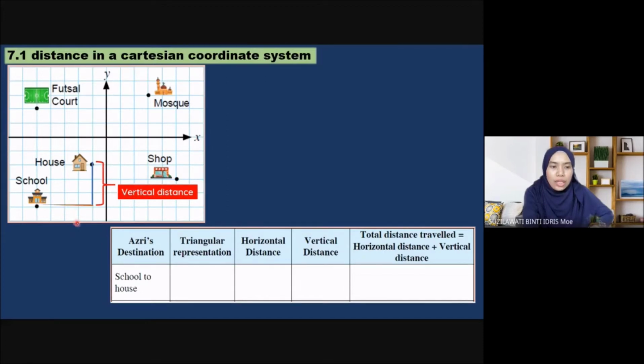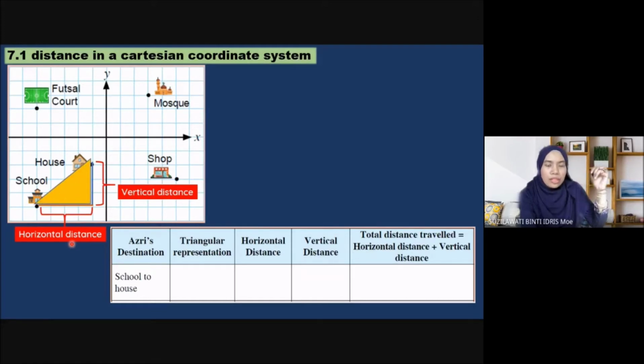And this one is the X axis. We call it horizontal distance. Horizontal X, vertical Y. So we represent it in a right angle triangle, dalam bentuk segitiga bersudut tegak tu. Jadi kita boleh dapatkan horizontal distance dan vertical distance dia. So this right angle triangle will move to here. Okay, I move it there, and we need to find the horizontal distance.